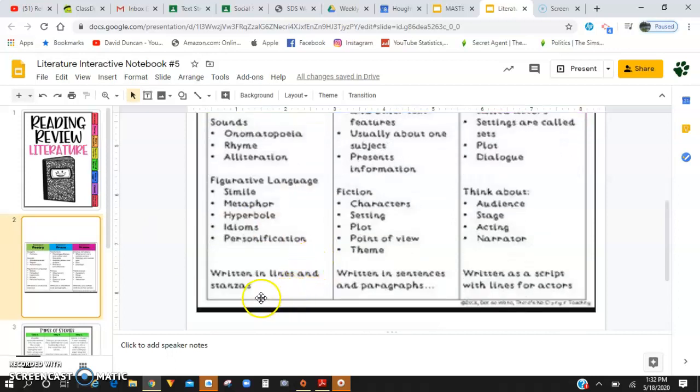And it's written in lines and stanzas, which means it's written kind of chunky. It's written in like little blocks. Poetry tends to have a lot of rhythm to it as well. So when you're thinking about poetry, you're thinking about all of those aspects, okay?